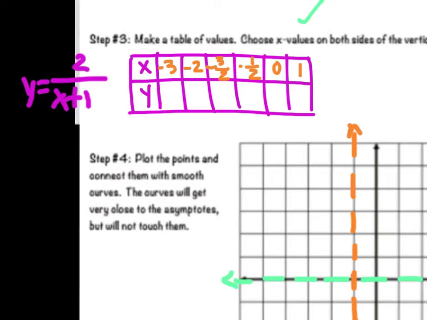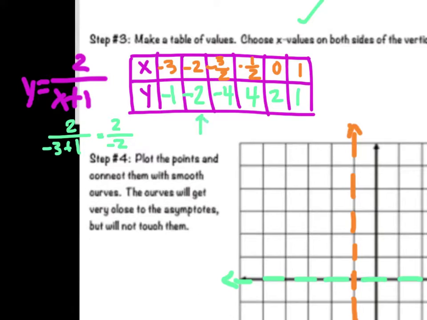If we were to put -3 in for x, we'd have 2 over -3 plus 1. So we have 2 over -2, which is equal to -1. So our y value at -3 is that. I'm going to fill in the rest of this table, and we will then move on from there. So the rest of the table is now filled in.